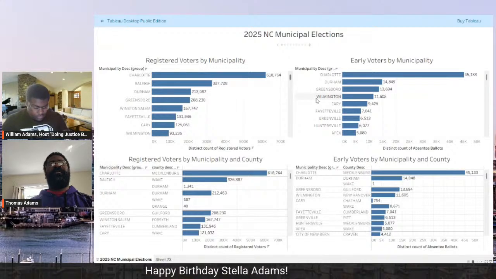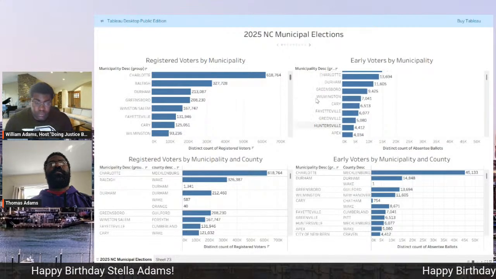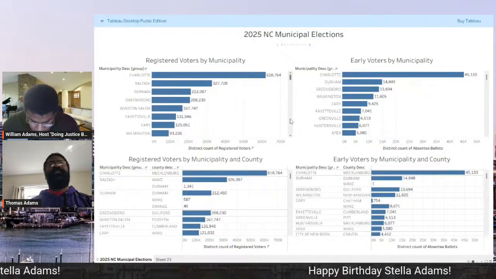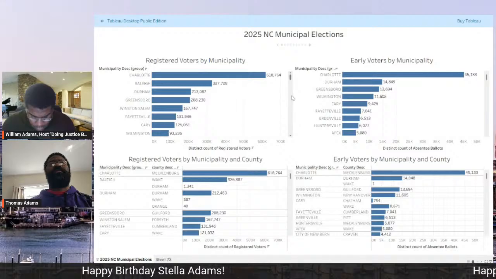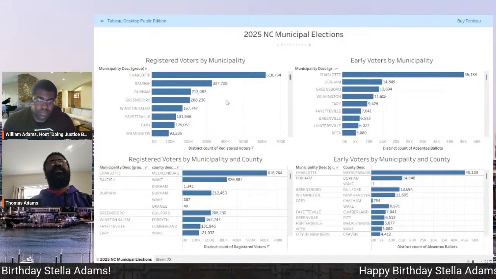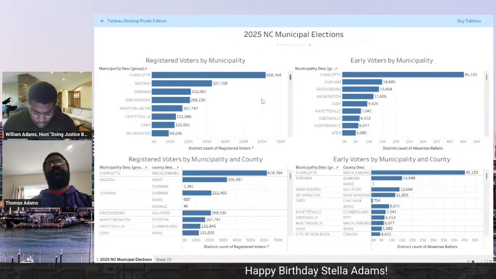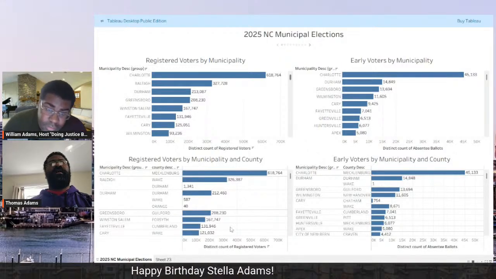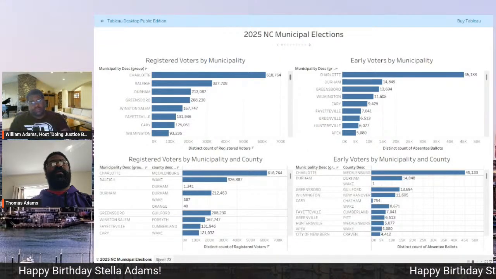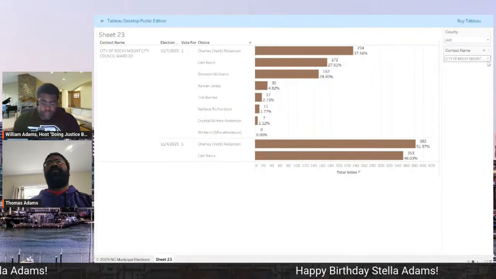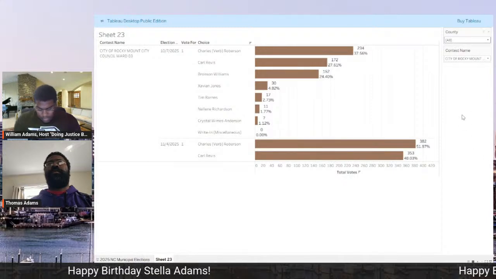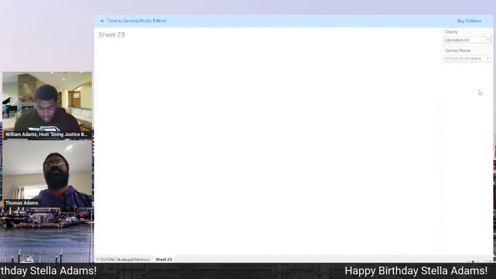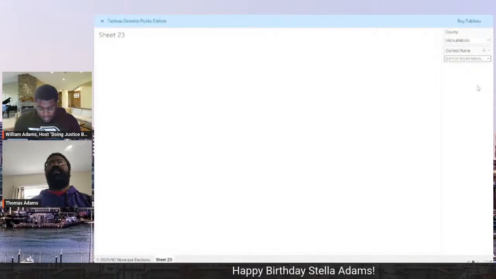And you'll see that the early voters is quite a bit less. And the total voters are also quite a bit less than the number of registered voters. And so if I go back, here we will take a look at Charlotte, because they also had their elections.